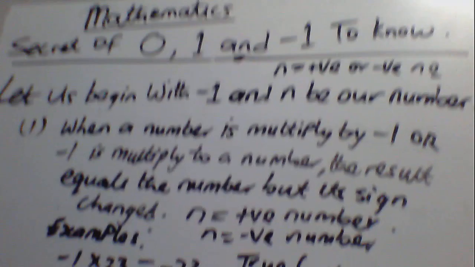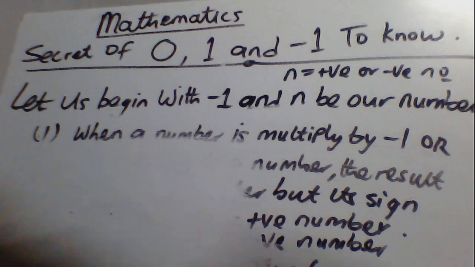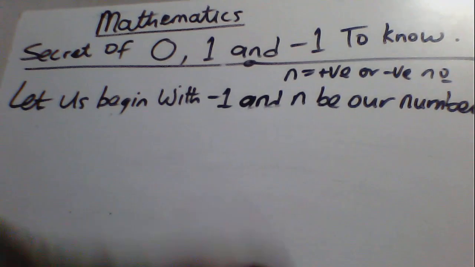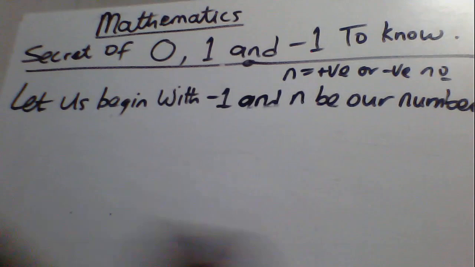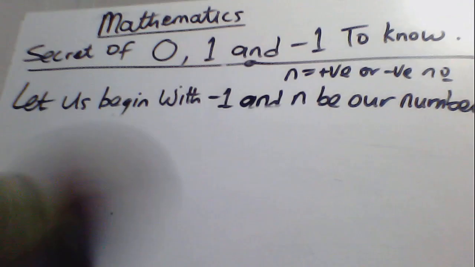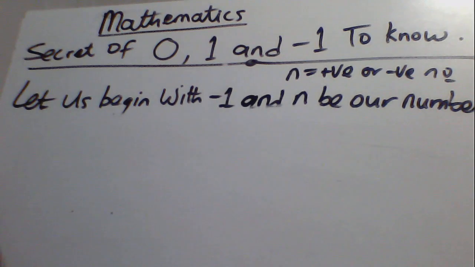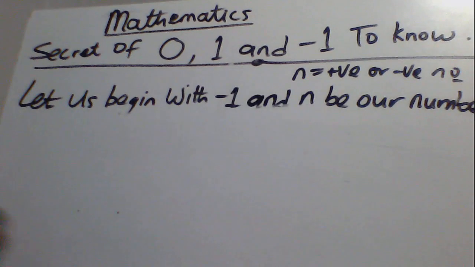Let's look at the second thing you have to know about minus 1. The second is, when minus 1 is divided by a number, the result equals the reciprocal of the number, but the sign changes. Is equal to what? The reciprocal of the number, but the sign changed.